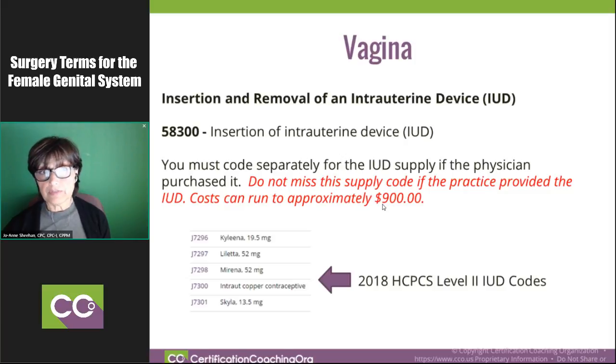So you would be billing for the 58300, the insertion, and these are the current 2018 HCPCS level 2 IUD codes. And we have the Kyleena, the Liletta, the Mirena, the Copper, and the Skyla. And those are basically the IUDs.